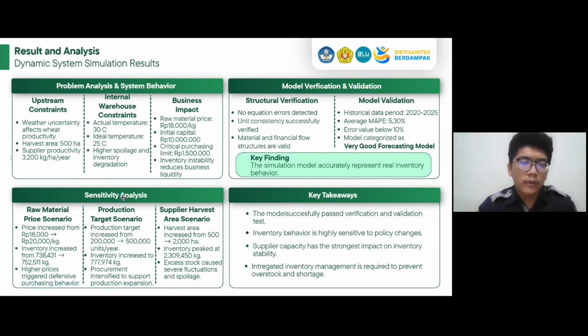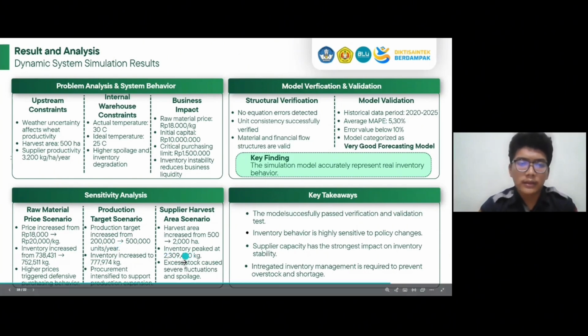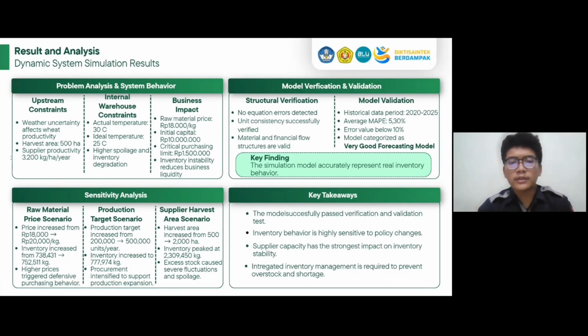Production target scenario: production target increases from this up until this unit per year. Inventory increases to 777,974 kilograms. Procurement is intensified to support production expansion. Supplier harvest area scenario: harvest area increases from 500 until 2,000 hectares. Inventory peaks at this. Excess stock causes severe fluctuation and spoilage.